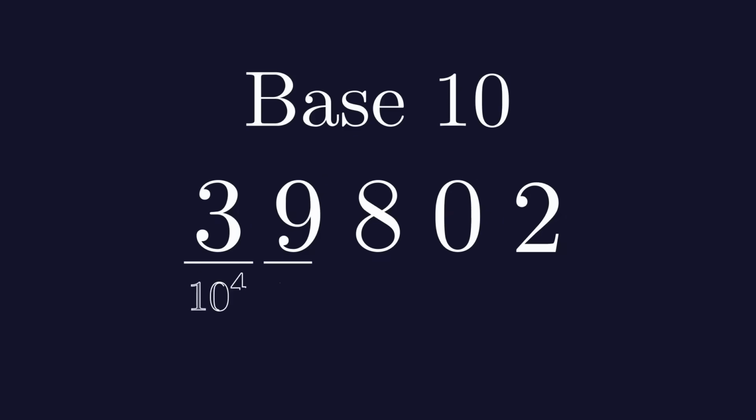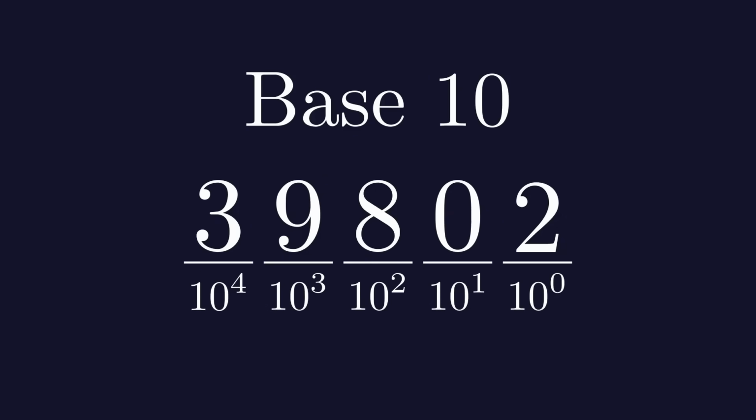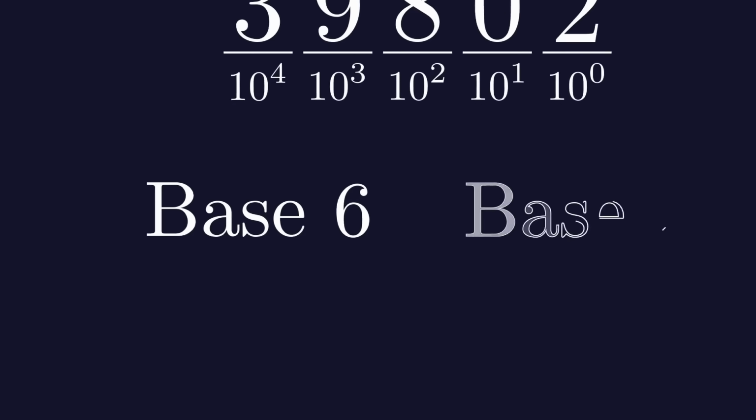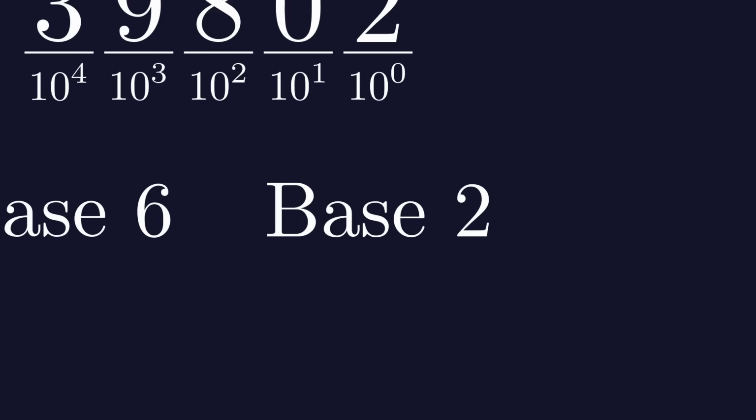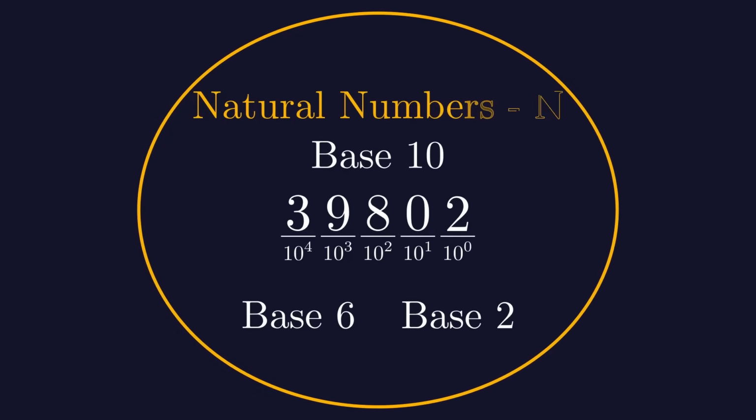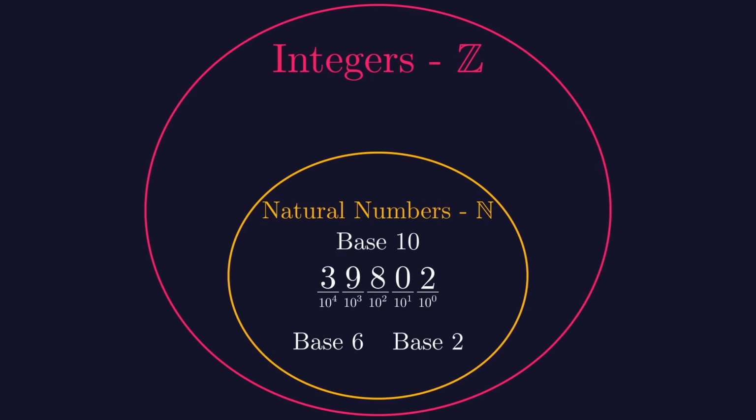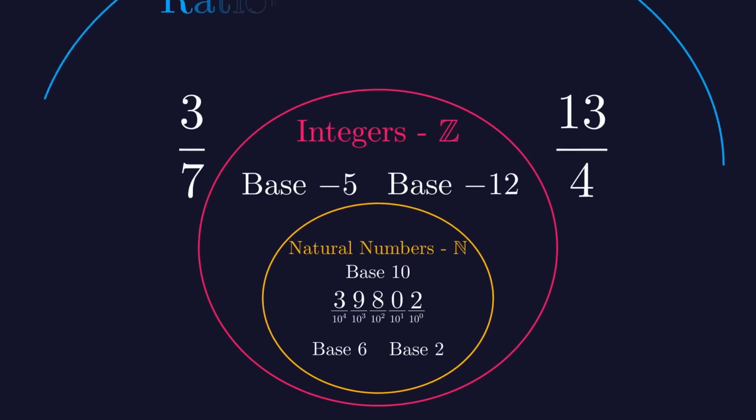We usually write numbers in decimal system, or in other words base 10, where the digits represent different powers of 10. But we can use other ways to write numbers. For example, we can use base 6 or base 2, which is used in computers. Now, just as we can use natural numbers as bases, we can also use negative numbers like -5 or -12 as number bases.